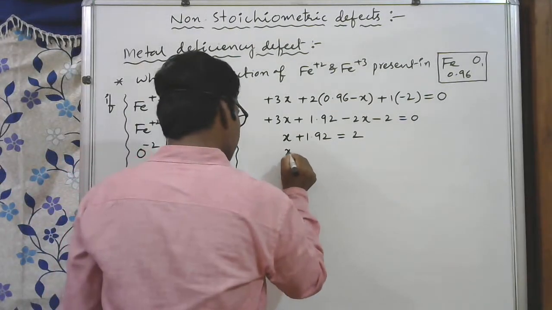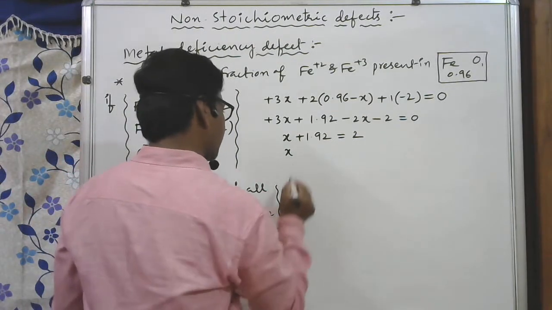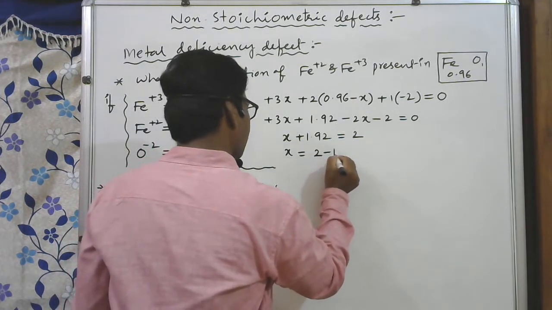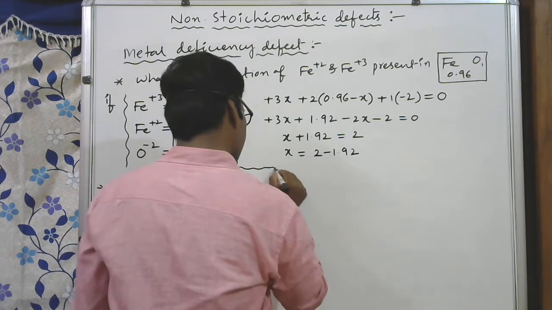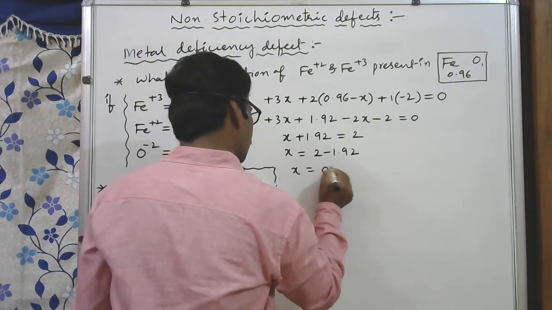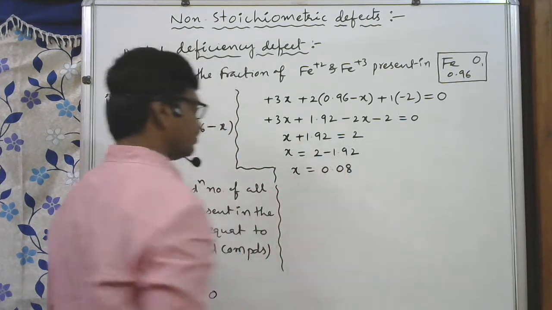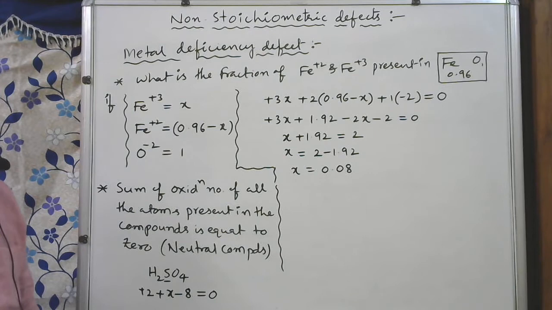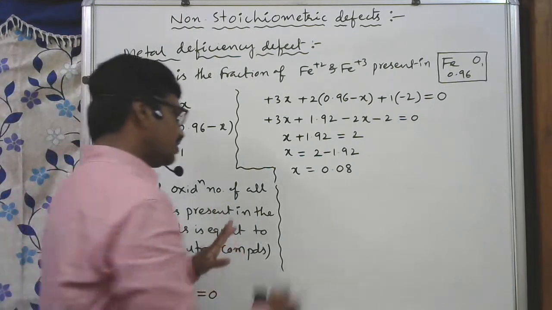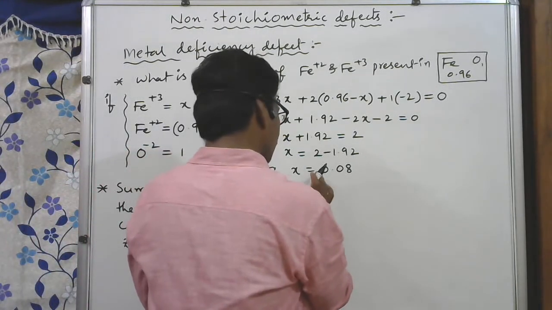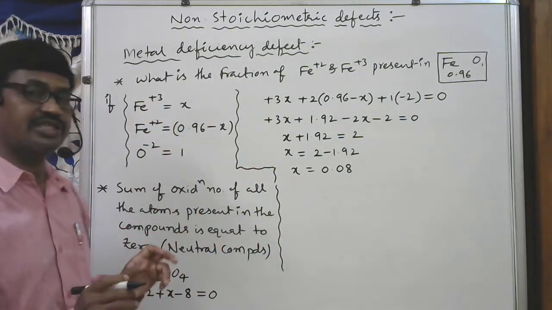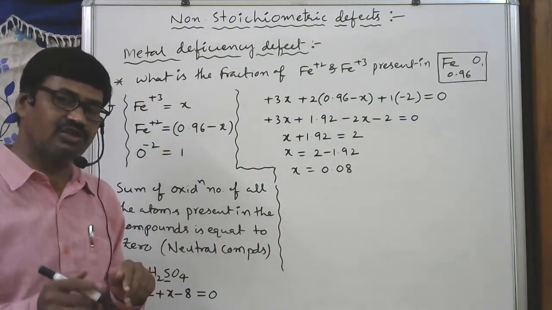Then x equal to how much? X equal to 2 minus 1.92. Here now x equal to 0.08. 1.92, it is 0.08, right. Then 0.08, this is x. X is nothing but Fe plus 3. But it is not the fraction.